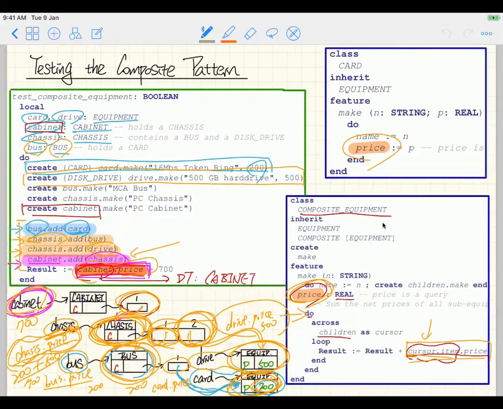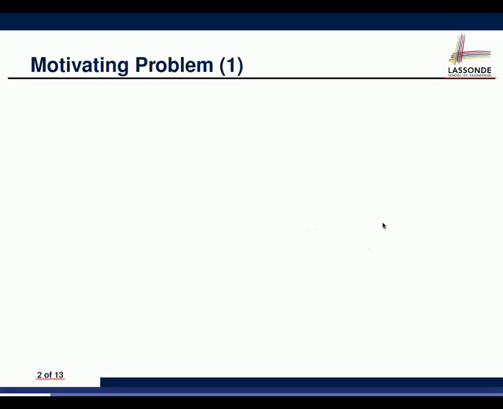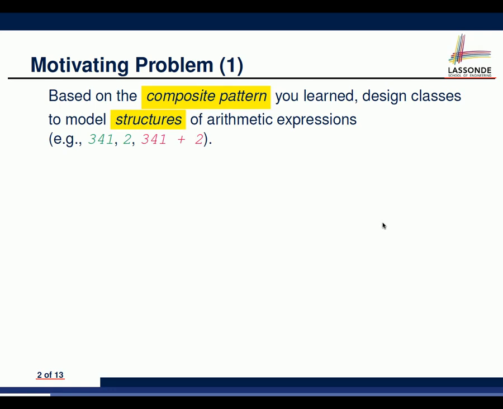Let's now go to our new pattern. We're going to build on top, so everything's going to be related. Motivating problem. Now it's time for you to practice a little bit. Based on the composite pattern we just learned, how do you model the structure? I want to design certain classes to model expressions like this. I may have a number 341 or number 2, and I may also support addition. You can see the plus over here has 2 operands, in this case simply 2 numbers.